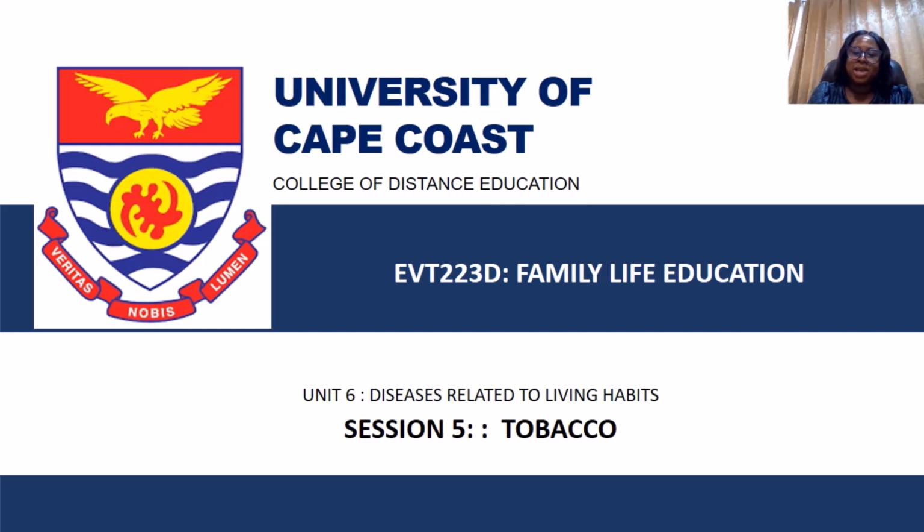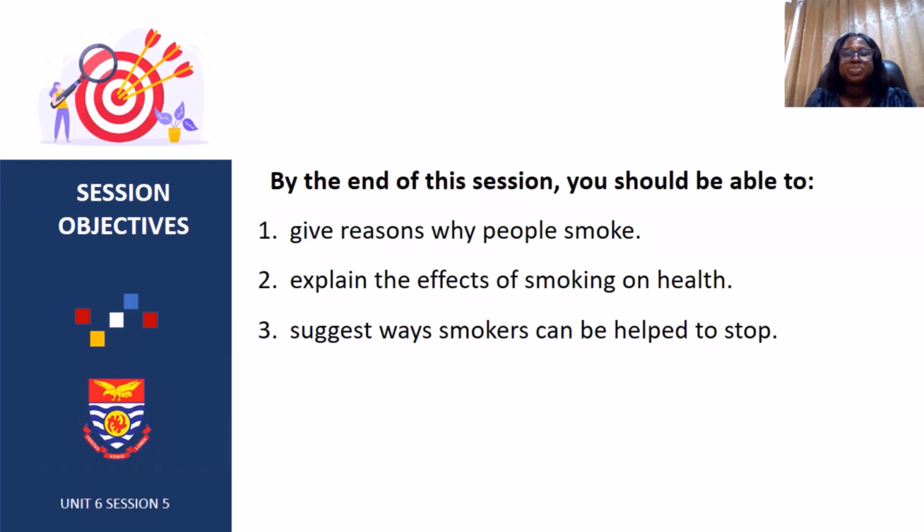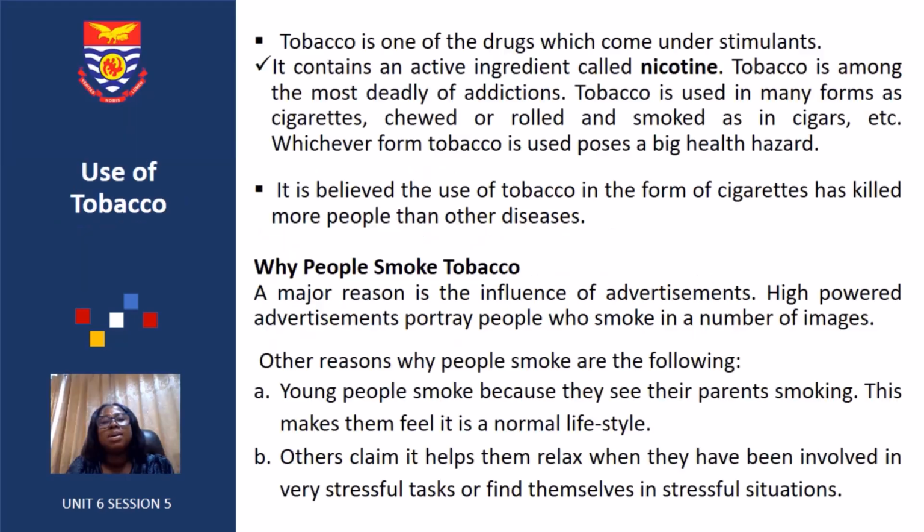Session 5, where we are looking at tobacco, still on Unit 6, where we are looking at diseases related to living habits. The previous session we talked about alcohol, but with Session 5 we want to look at tobacco. After going through the session, we should be able to give reasons why people smoke, explain the effect of smoking on health, and suggest ways smokers can be helped to stop.